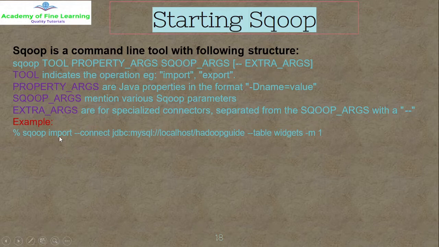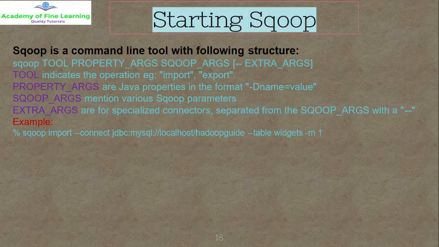After import, we are writing connect. So what we are doing basically is connecting. Connect with whom? Are you clear? These are the arguments we are passing. Double dash connect. So we are connecting, through the JDBC driver, with the MySQL server, which is running on the localhost in the Hadoop guide folder.